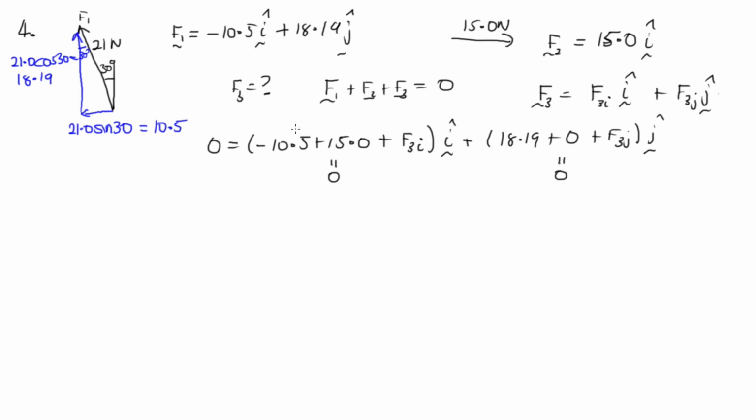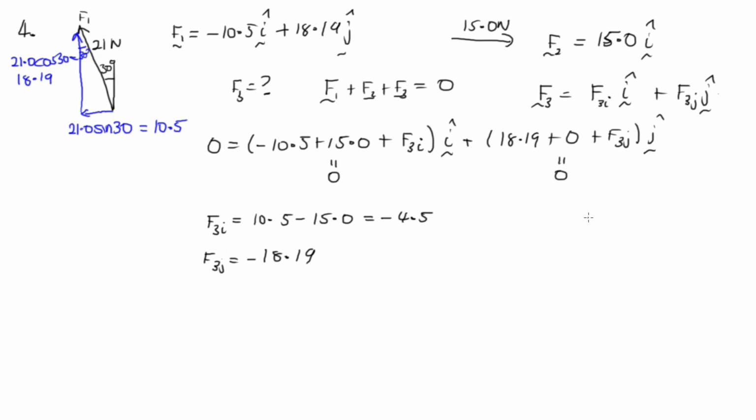So let's start by rearranging this part here. We can rearrange this and say F3i is going to be equal to 10.5 minus 15.0, and that is equal to minus 4.5. And now we can look at this part, and for this to be true, F3j must be minus 18.19. So F3j is equal to minus 18.19. So now we have our two components for our F3 vector.